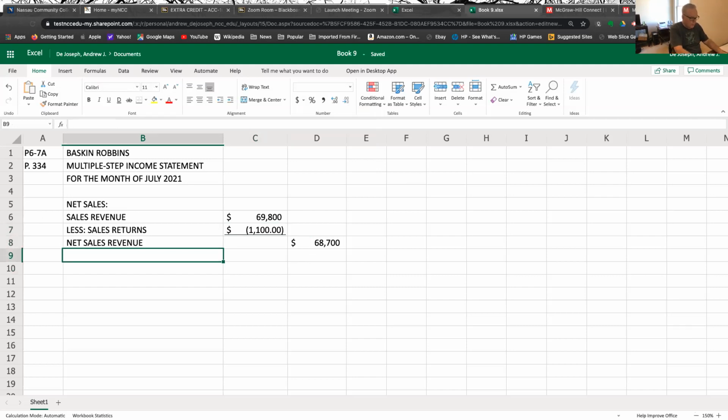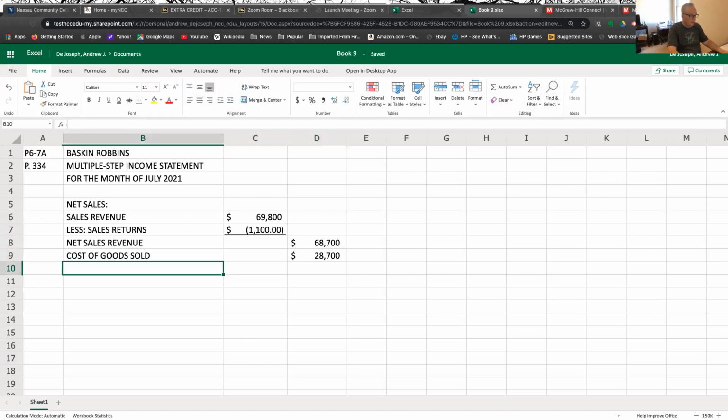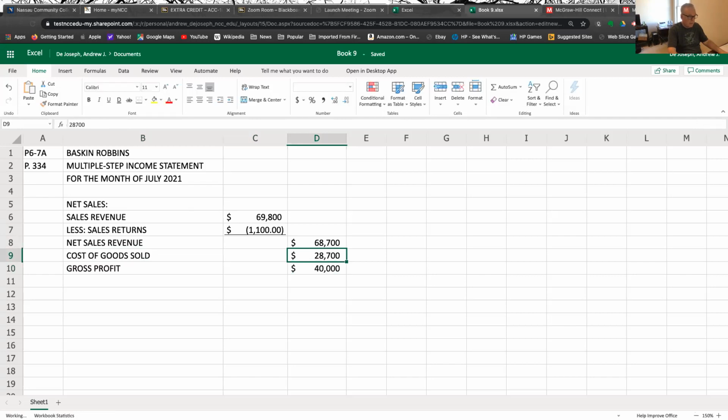Next, cost of goods sold. Right? And we didn't have to calculate it. They gave it to us, 28,700. So if I subtract net sales minus cost of goods sold, I get gross profit. Right? And that's $40,000. Gross profit is $40,000.